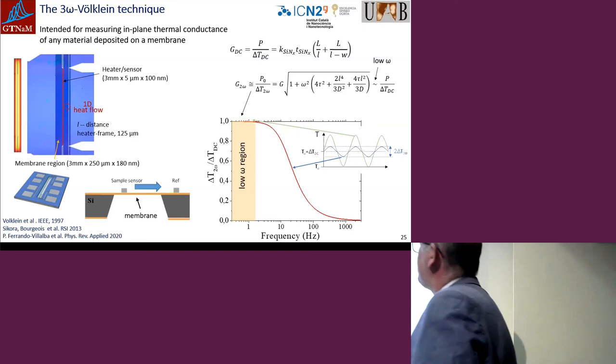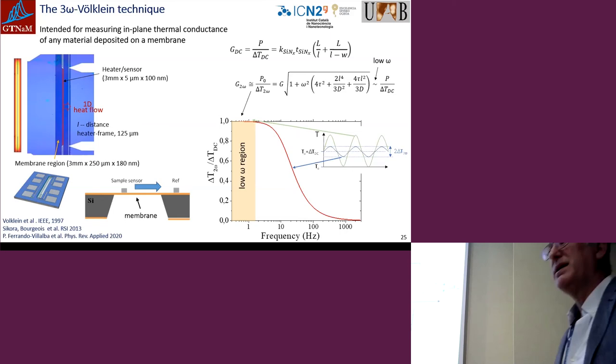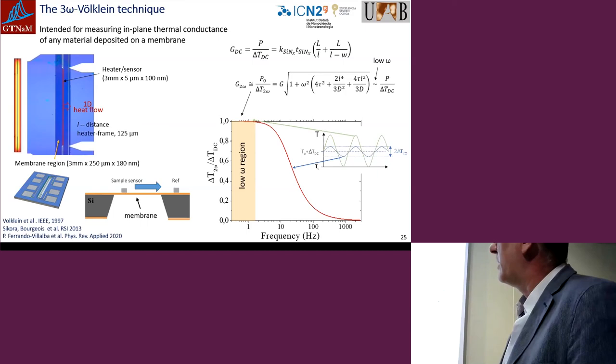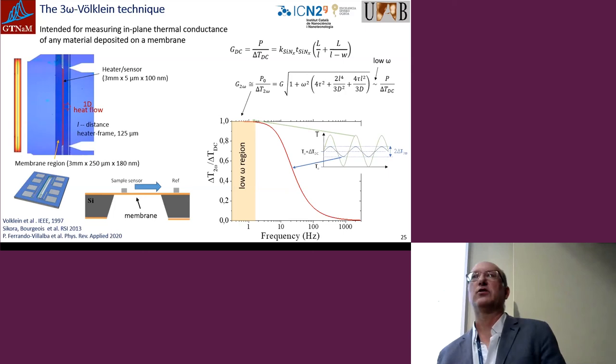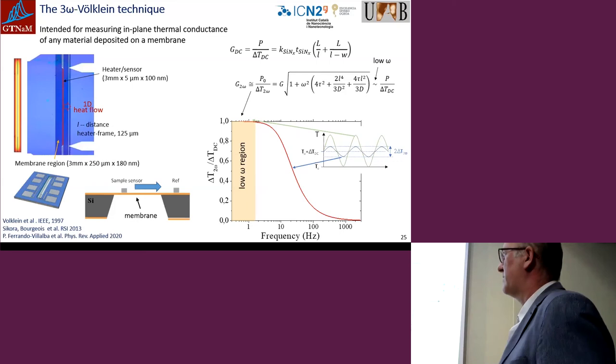The three omega Volklin technique is based on this geometry. So it's basically a thin film strip. Now the width is quite thin, around 2 to 5 microns. It is very long, 2 to 3 millimeters, and is separated from the frame through a membrane that is typically 100 nanometers. It can be down to 30 nanometers. We typically use 150 nanometers as the thickness of our silicon nitride membranes.